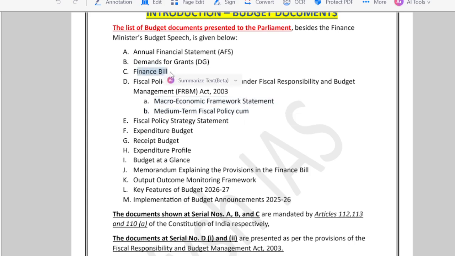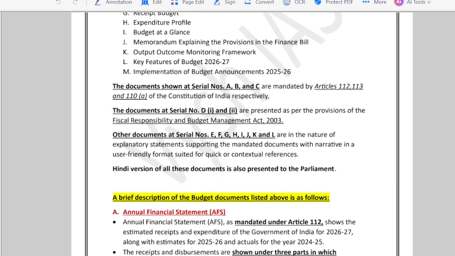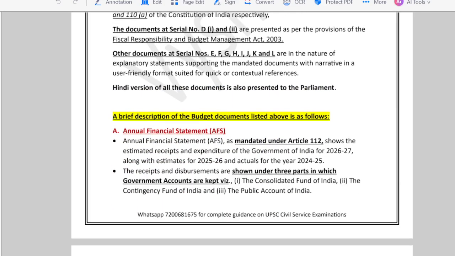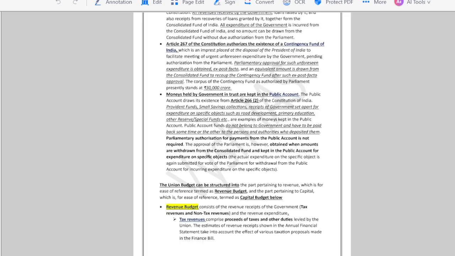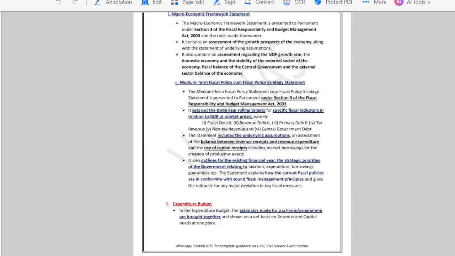They have asked on the finance bill, on demand for grants, on everything. See, receipt budget, expenditure budget, they have already asked questions on everything. So with article numbers and constitutional clauses, I have explained everything: the theory part, the Consolidated Fund of India, Contingency Fund of India, Public Account. So your theory will be done first, so that the terms are very easy and familiar for you.